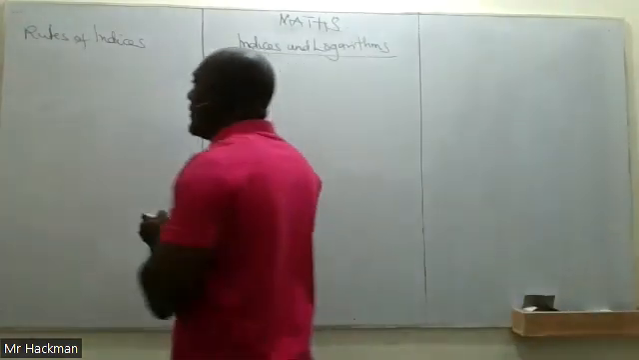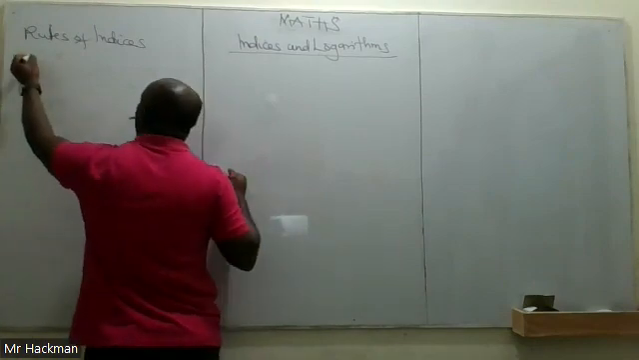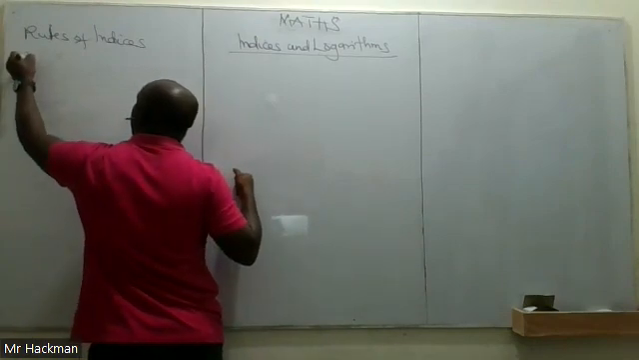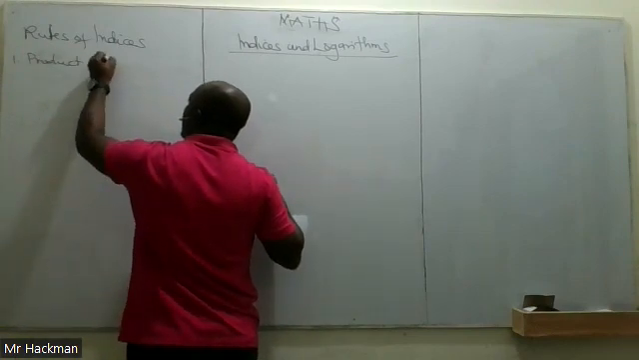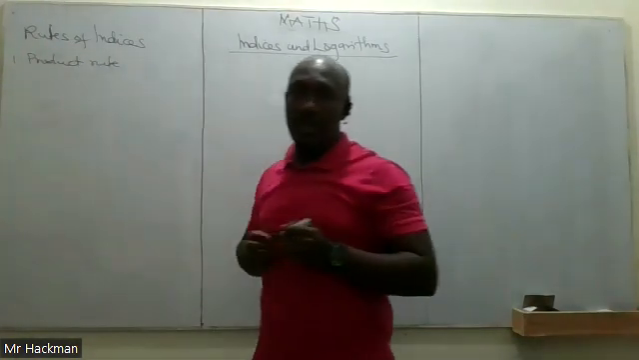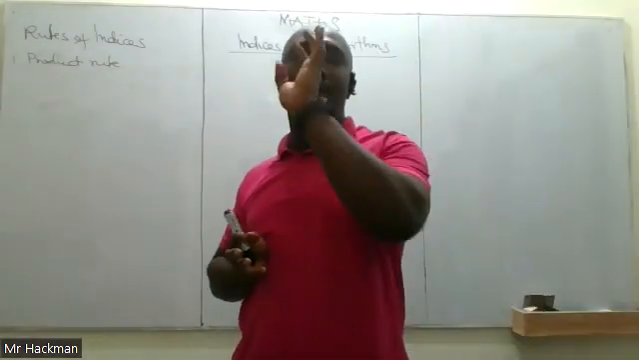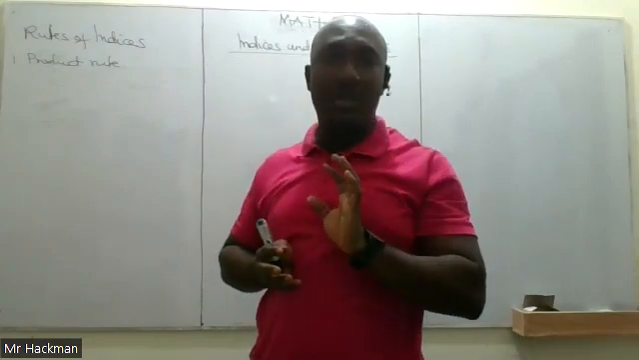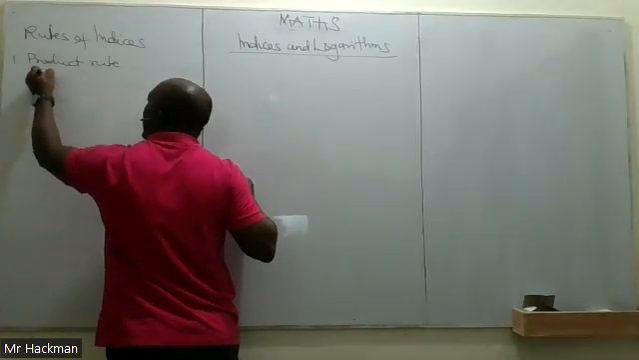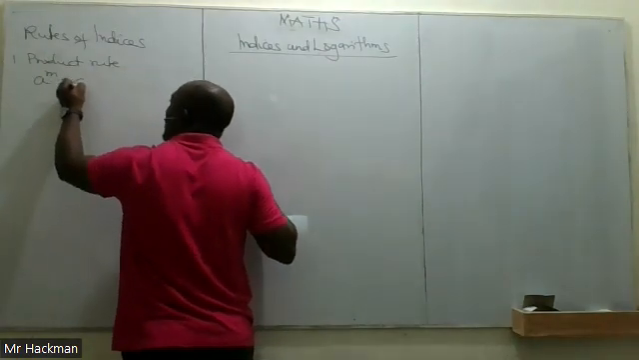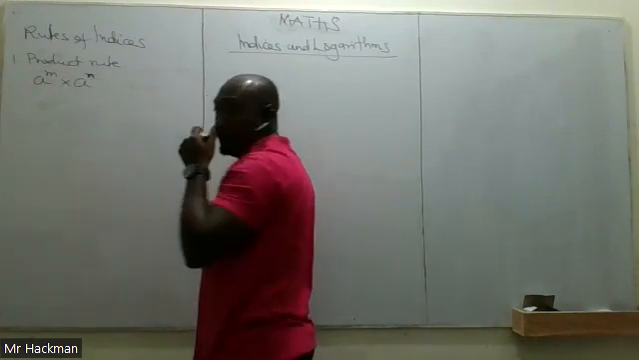Okay, the first rule that we are going to talk about, rule 1, will be what we call the product rule. With the product rule, we are going to look at a number to a certain power multiplying another number to a certain power. So I'm looking at what? A number A to a certain power M multiplying the same number to a different power. So let me use N.